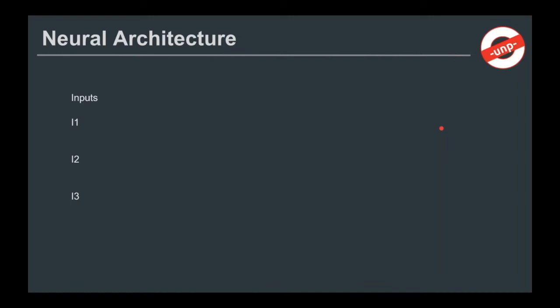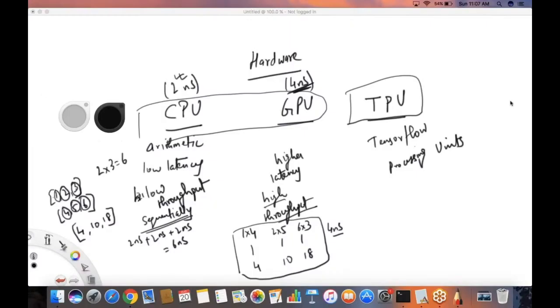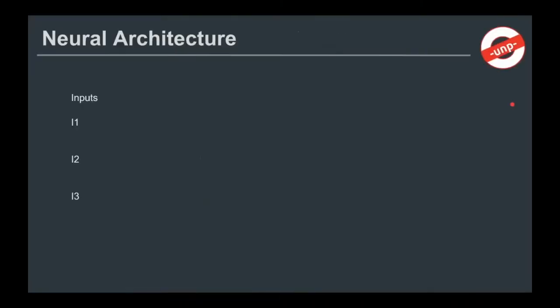Let's come to the mathematical implementation part of it. How does a neural architecture look like? At the first end, I have inputs, and these inputs can be, mind you, anything. They can be text, they can be structured data, they can be images and whatnot.